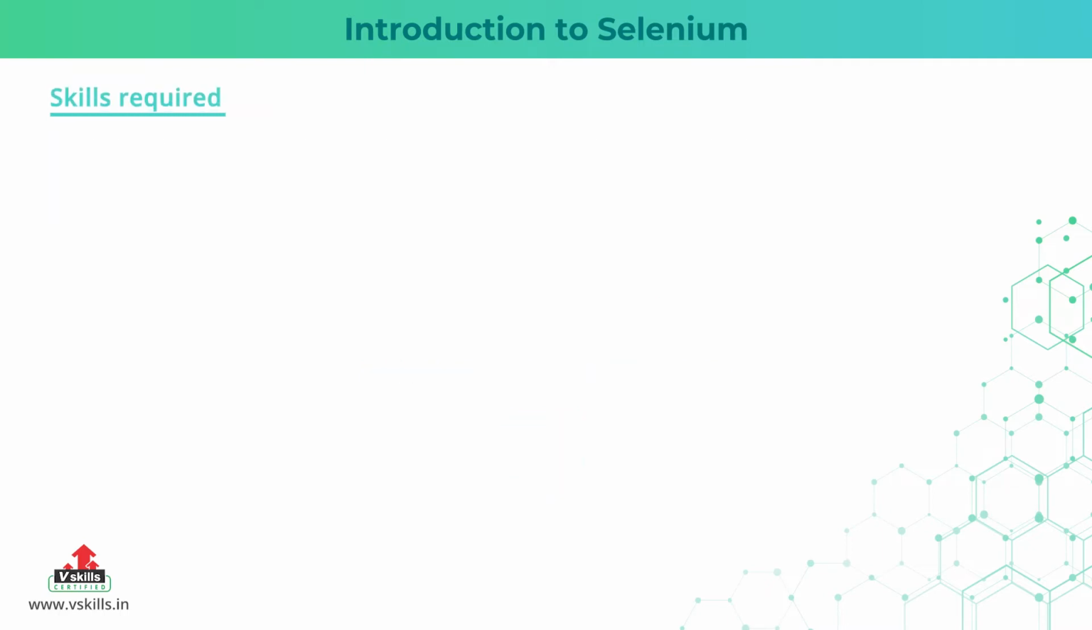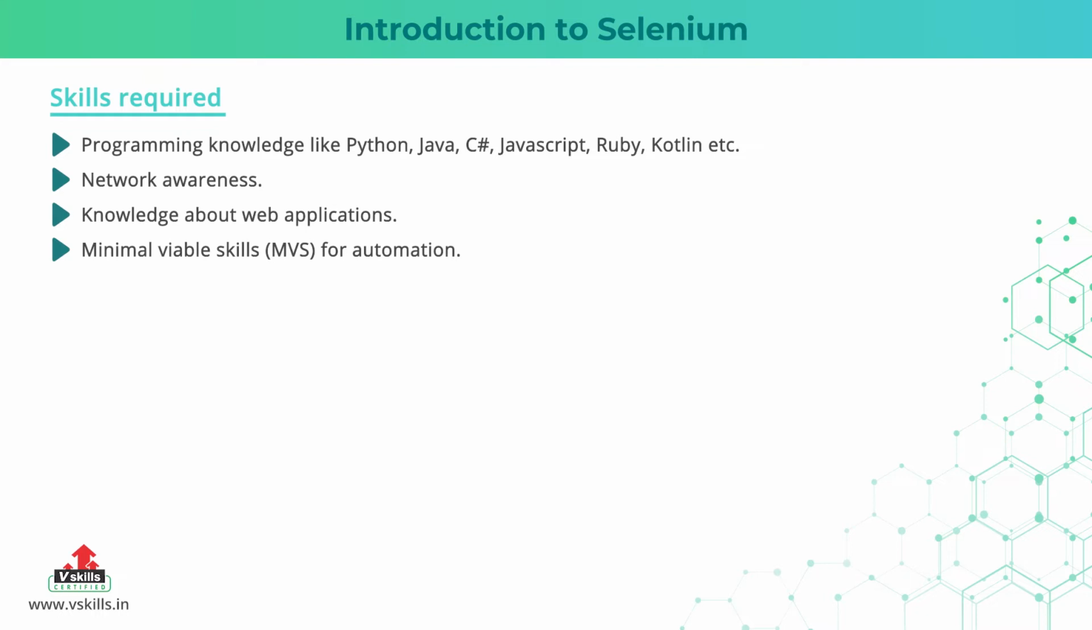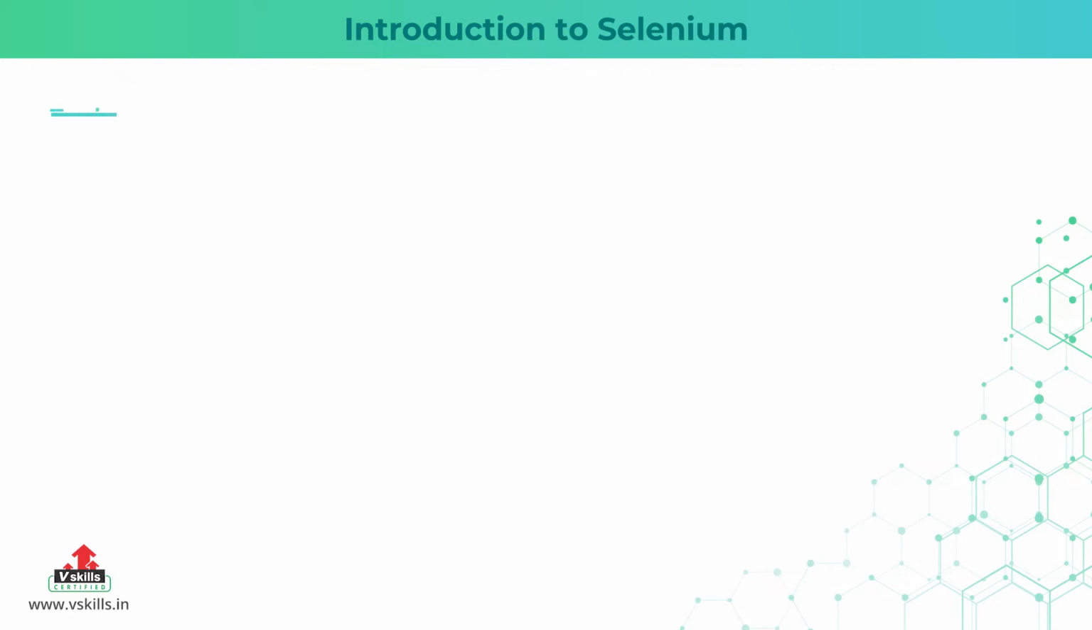Here are the skills required to learn Selenium. First, you should know a programming language like Python, Java, C#, JavaScript, Ruby, Kotlin, etc. Second is network awareness. Third, knowledge about web applications. Fourth, you should have minimal viable skills for automation. Fifth, software management. Selenium is not just one tool, or API, but it composes many tools.